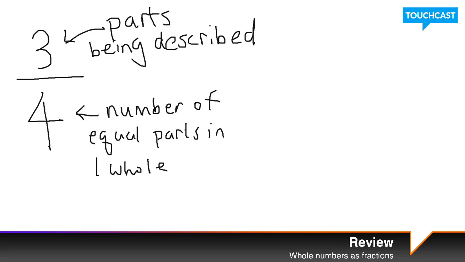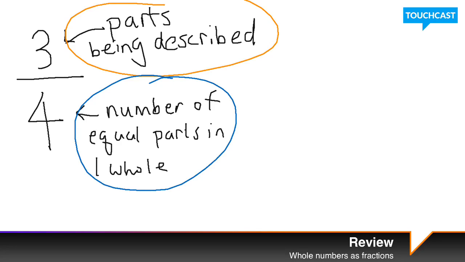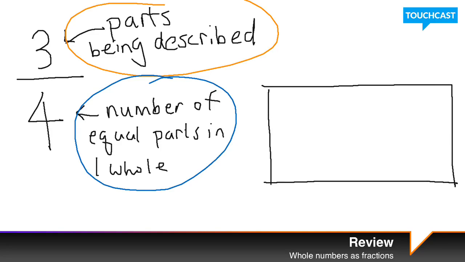This is review again. So we know that a numerator is parts being described right here. And we know that a denominator is the number of equal parts in a whole. So if we ever took a look at a fraction like 3/4, and we had one whole brownie and it was split into 4 equal parts, that is my denominator, 4, the number of equal parts in one whole, 1, 2, 3, 4.